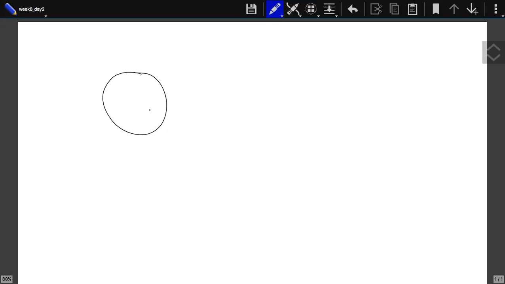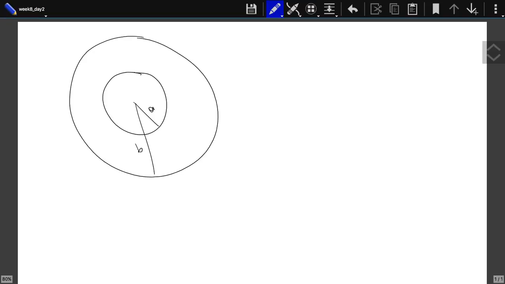This is our conducting sphere with radius A. Then we have this shell B, V0 and V1.